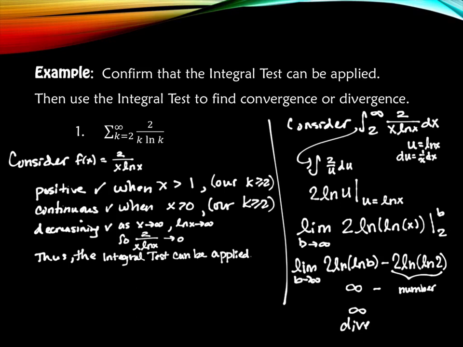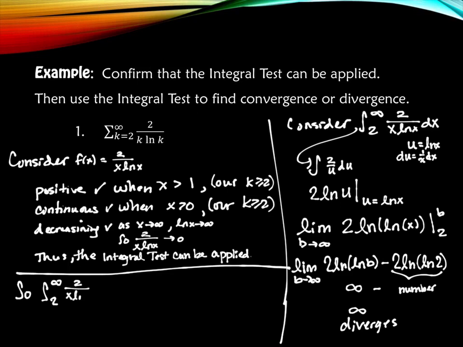And since... Okay, so I'm going to come back over here where I've got a little bit more space one more time. Sorry to go back and forth on my screen. So the integral from 2 to infinity of 2 over x ln x dx diverges.